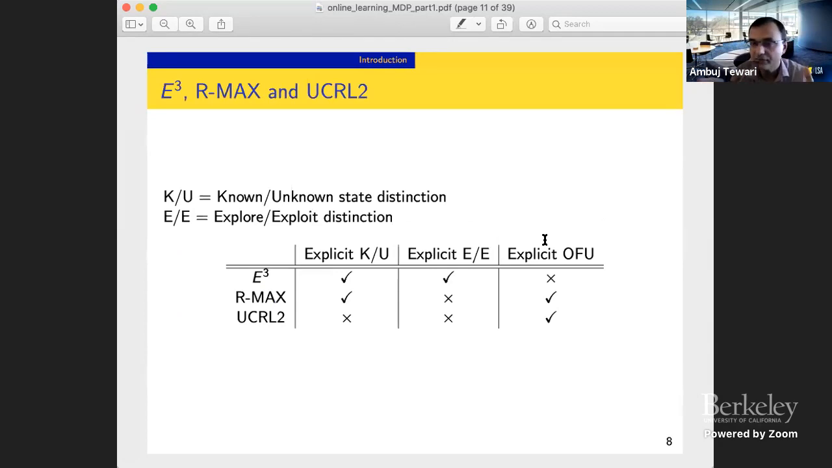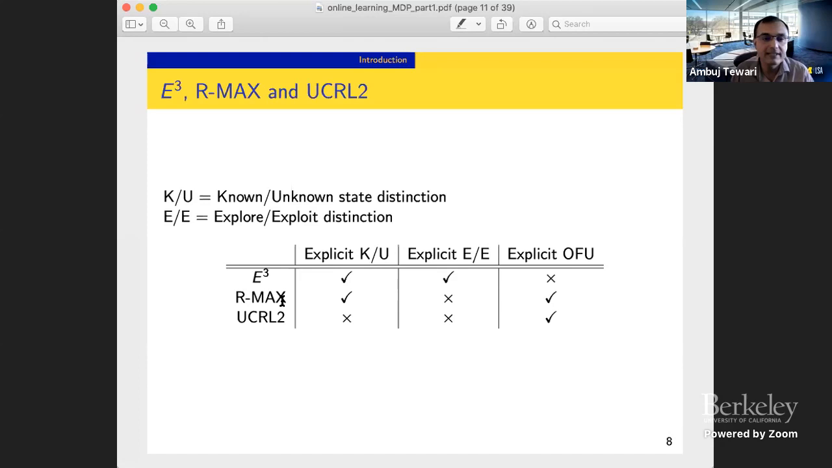So that's a summary of the introductory part of the talk. Now we'll get into the actual UCRL2 algorithm and its analysis. I want you to think of the evolution from E-cubed to R-Max to UCRL2 as a sort of elimination of explicit things in the algorithm. So E-cubed had the explicit distinction between known and unknown states. It also had the explicit distinction between whether I am exploiting or attempting exploration, and it didn't, in any explicit sense, embody the OFU principle. So that's the E-cubed row.